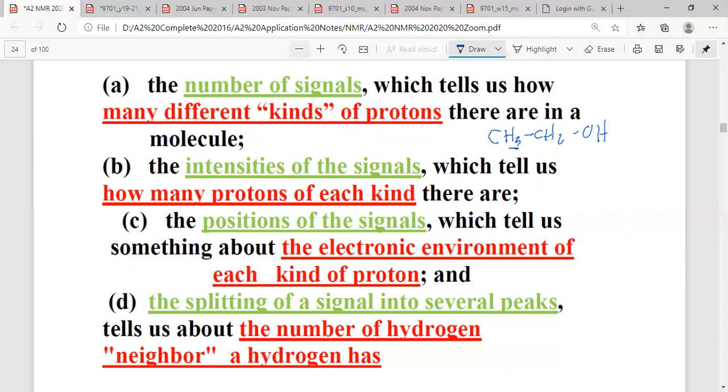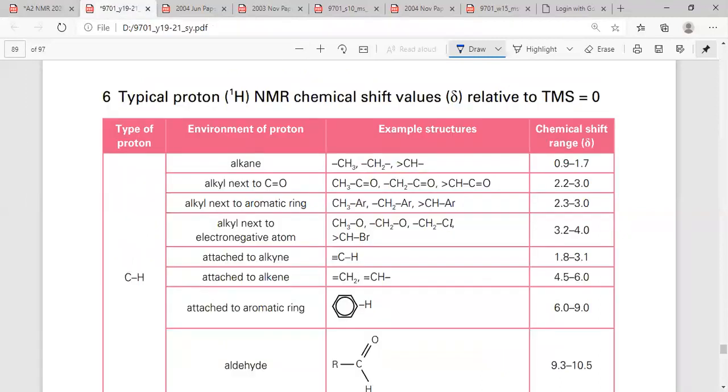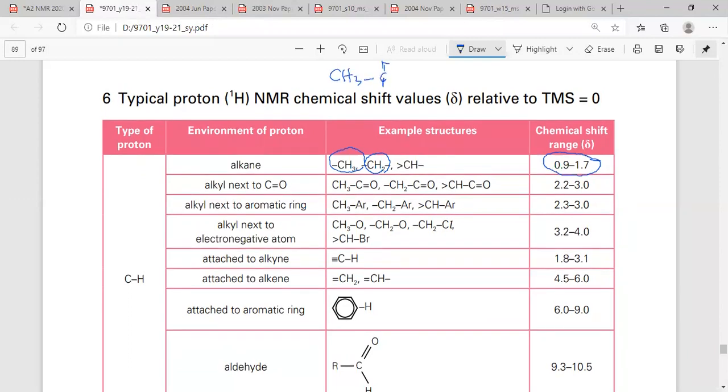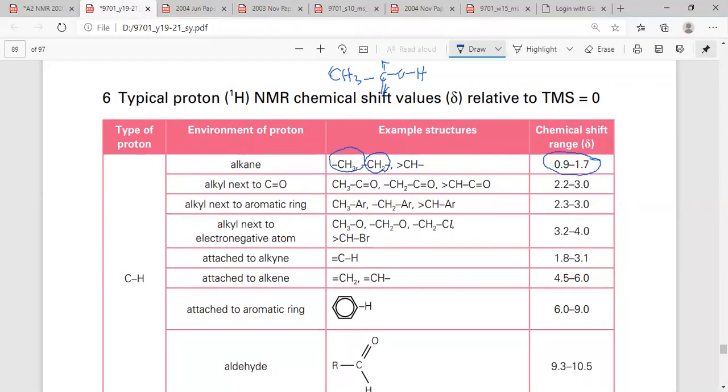The CH3 is the furthest from the oxygen, so it will be this one here. If it's CH3, it will be quite near 0.9 or 1. If it's CH2, that means next to a carbon, of course, it'll be maybe 1 point something. Remember, if it's CH3, CH2 and OH here, this CH3 will be around 1 point something, 1.2 or whatever.